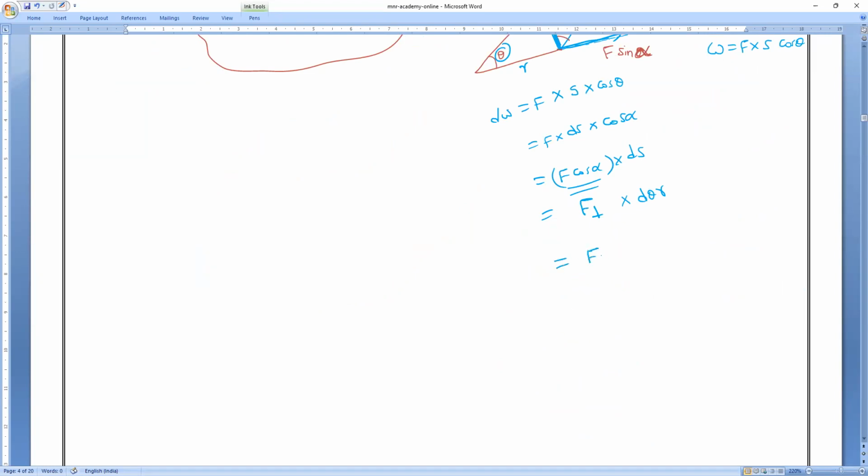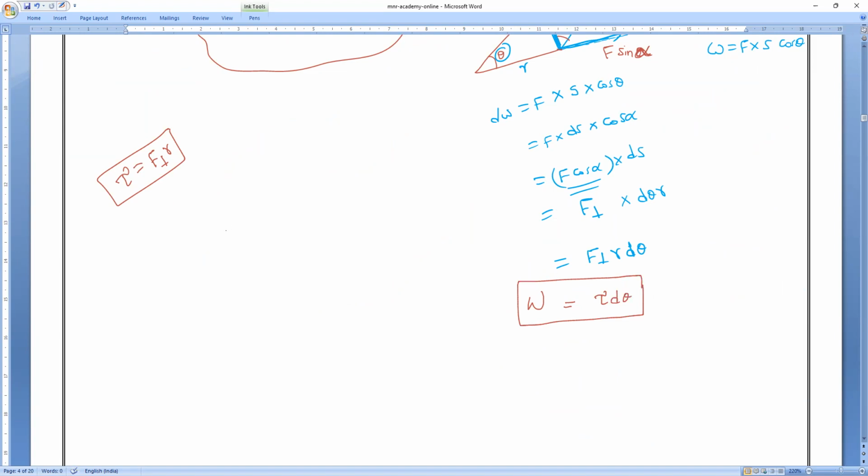So F perpendicular into r into d theta. F perpendicular into r is something I already studied. So tau is equal to F perpendicular into r. Am I right or wrong? So work done is equal to tau into d theta. That is how it has been obtained.